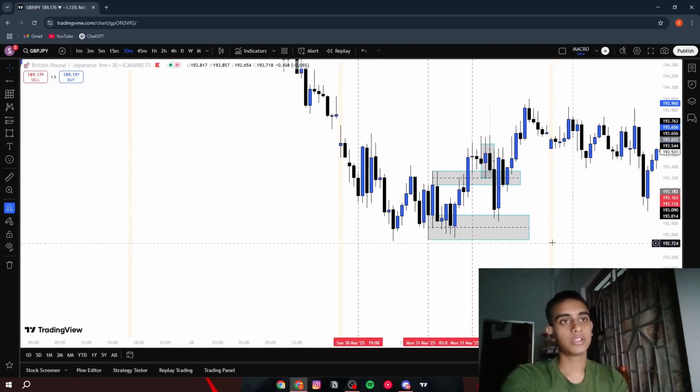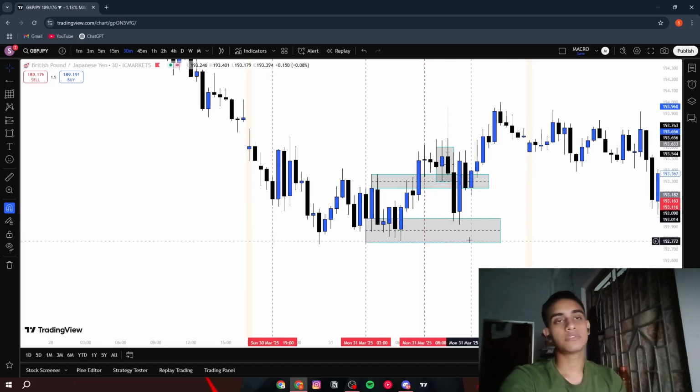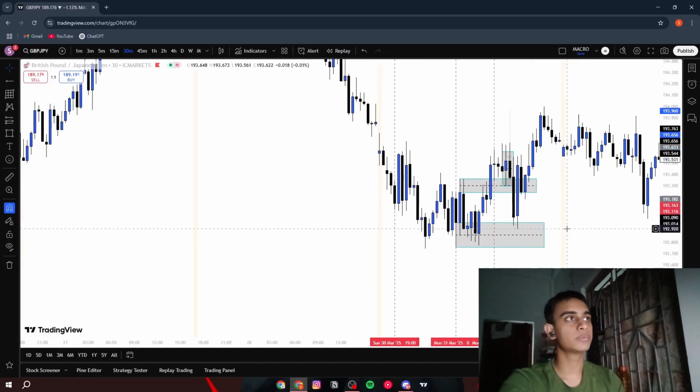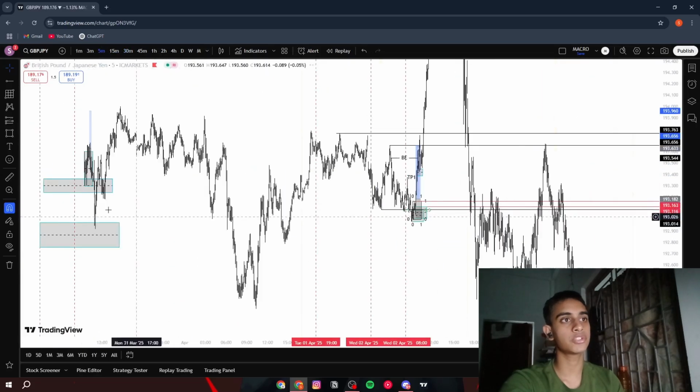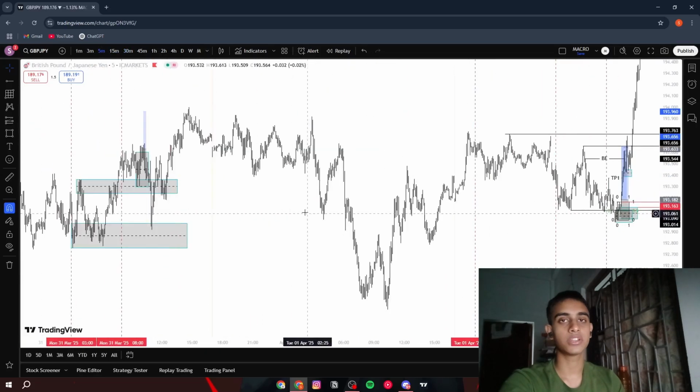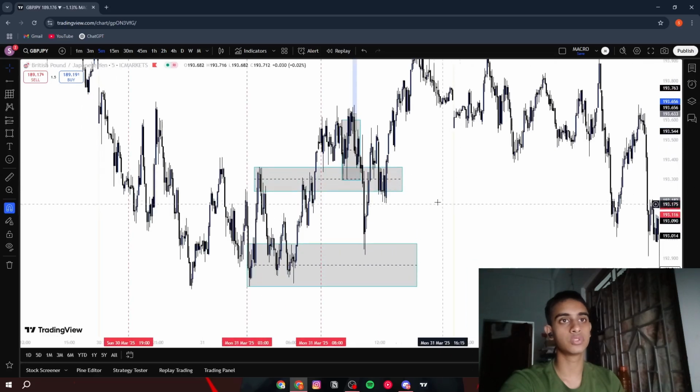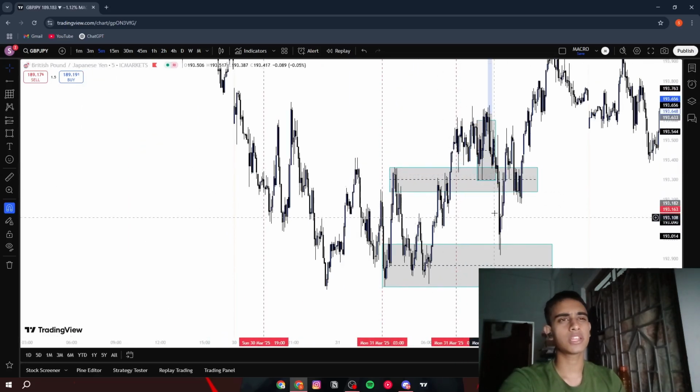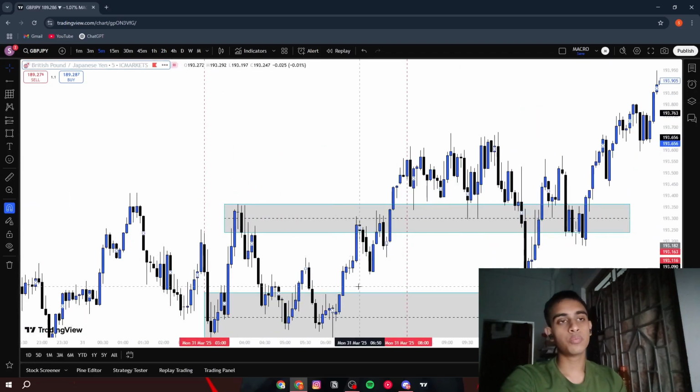After marking out all of this, I scale down to 5 minutes and wait for price to react off of this price zone right here. It kind of acts like support and resistance, but I don't really like support and resistance. I don't really trade with support and resistance. New York opens and it already disrespected the swing high right here of London.